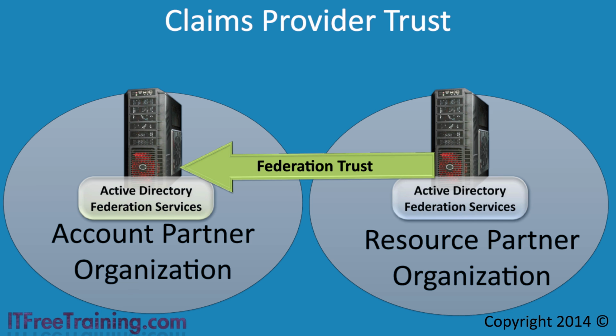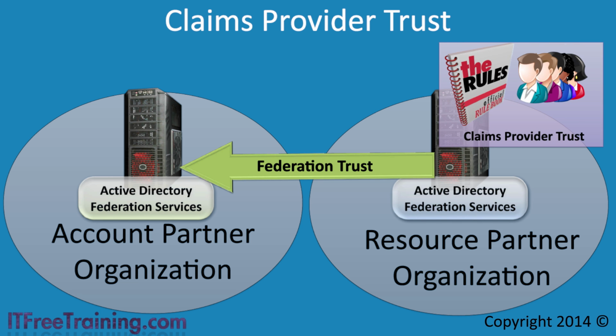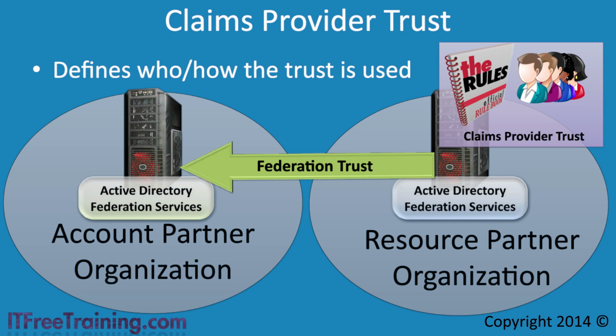Now, we already know that a Federation Trust is required for Active Directory Federation Services to work. However, Active Directory Federation Services supports two kinds of trusts, the first one being the Claims Provider Trust. A Claims Provider Trust is normally created in the Resource Partner Organization and essentially defines how the other organization will access the resources. So this includes the basic rules for the trusts, what it can access, and who can use this trust. Or, in simple terms, defines who and how the trust is used.